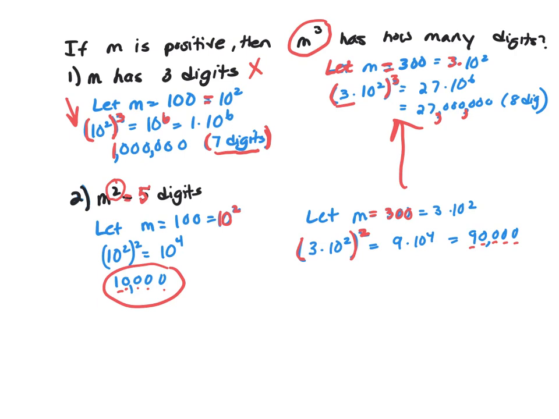So clue 2 does not work by itself. And if you put both of those together, you're not getting anything else out of it, so that doesn't work. So the answer is E, nothing works.